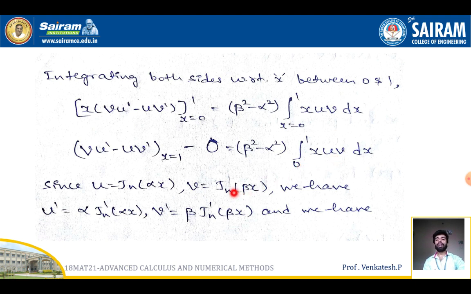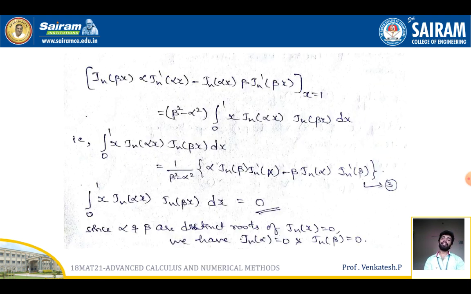Since here u is a function of j and alpha x, v is a function of j and beta x, we have u dash is equal to alpha into jn dash of alpha x, v dash is equal to beta into jn dash of beta x. On replacing these values in the above equation, I will get the equation like jn beta of x alpha into jn dash of alpha x minus jn alpha x beta into jn dash of beta x at x is equal to 1 is equal to beta square minus alpha square integration 0 to 1 x into jn alpha x jn beta x dx.